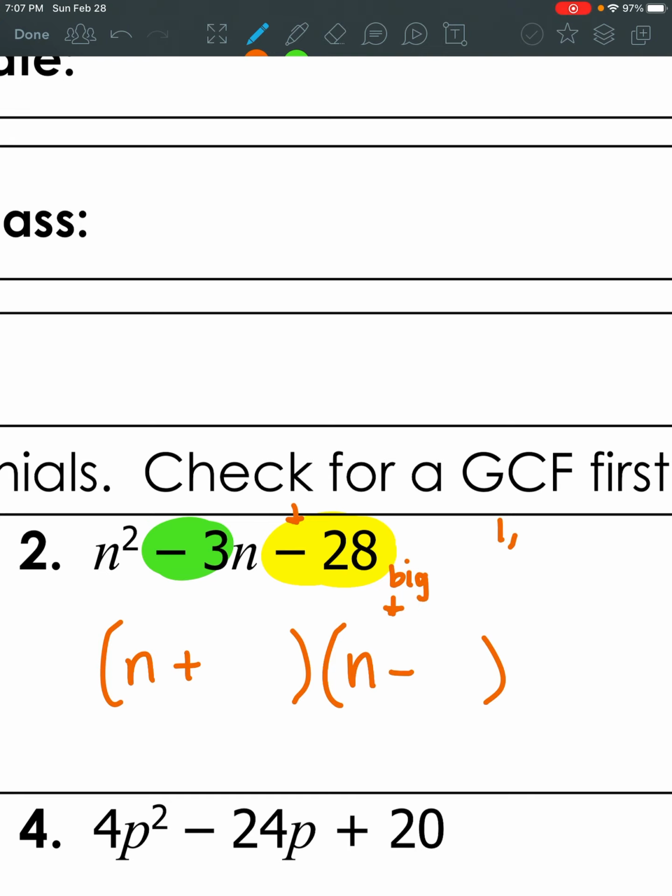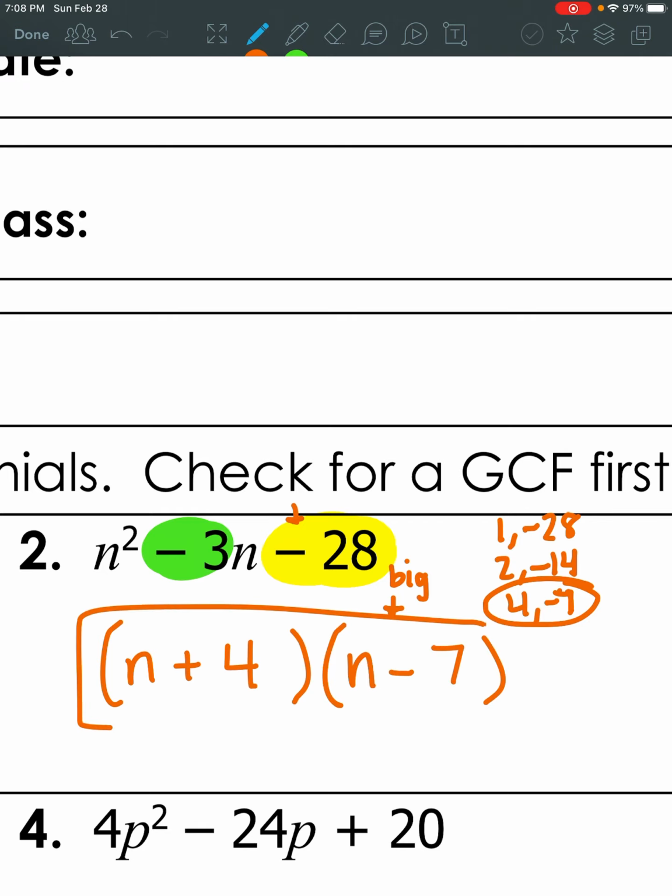So we could look at, again, our factors 1 and negative 28, 2 and negative 14, 4 and negative 7, and there we go. Those two add to negative 3 and multiply to negative 28. So n plus 4, and then the 7 has to go with the minus, n minus 7.